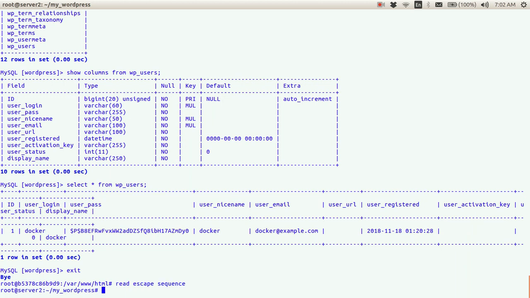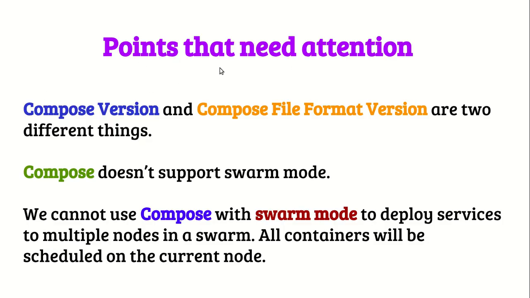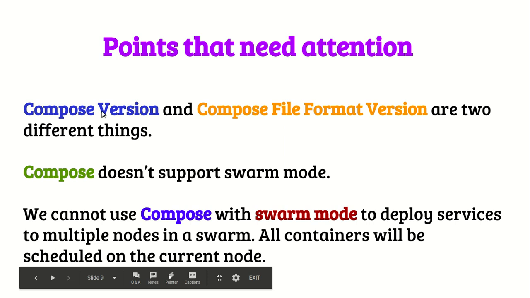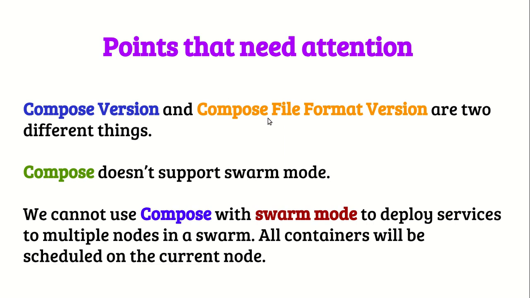So this is how we bring up an application using Docker Compose. A few more important points to be noted while using Docker Compose: compose version and compose file format version are two different things. Compose version is the version of the compose utility, and compose file format version is what we have discussed. The versions are 1.x, 2.x and 3.x. The differences are in terms of new keys being added to newer versions and deprecation of some of the older keys.